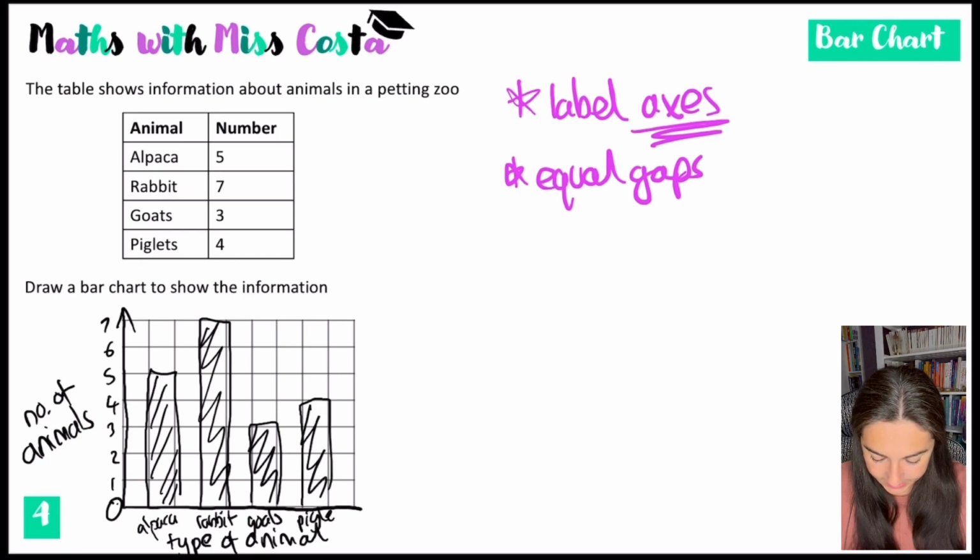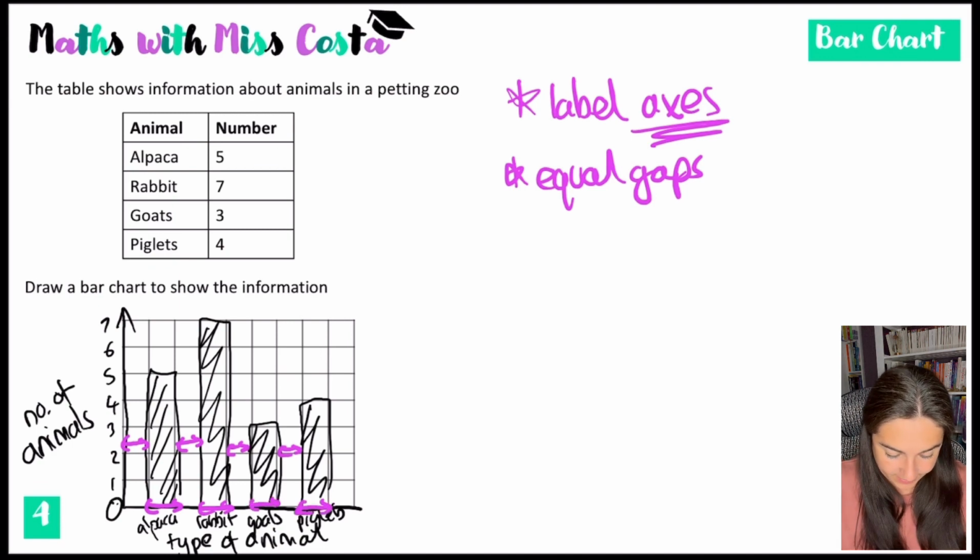So remember, it's not just enough to label each bar. You label each bar, but you also have to give the axes a name. So label your axes. Make sure that there are equal gaps, between the axes and the bars, and between each of the bars as well. And also make sure that the bars themselves are the same width.